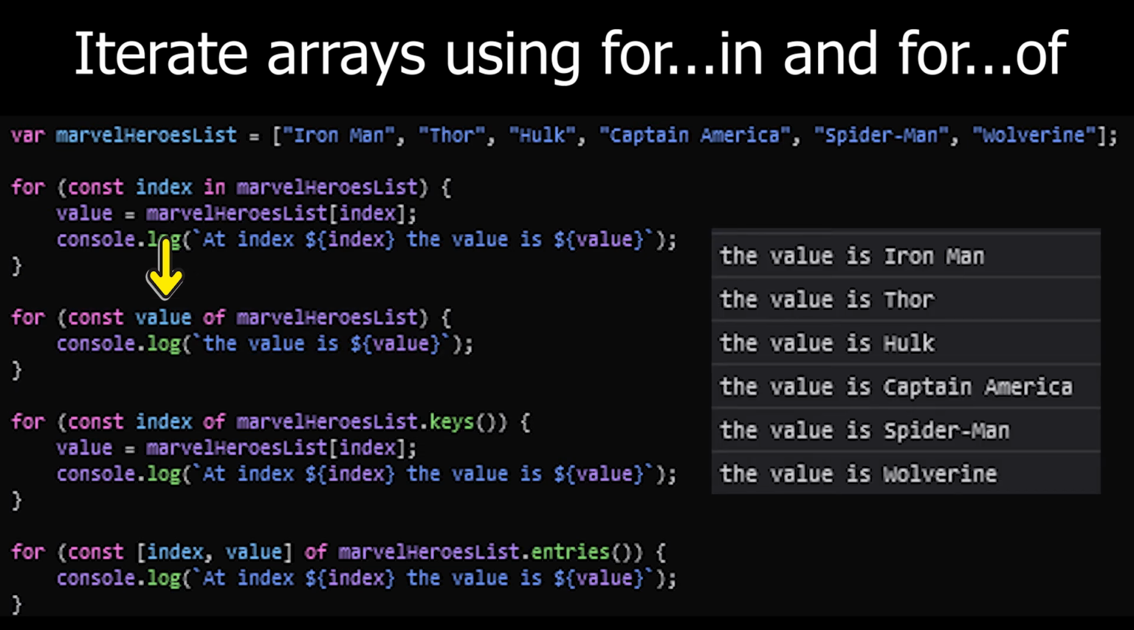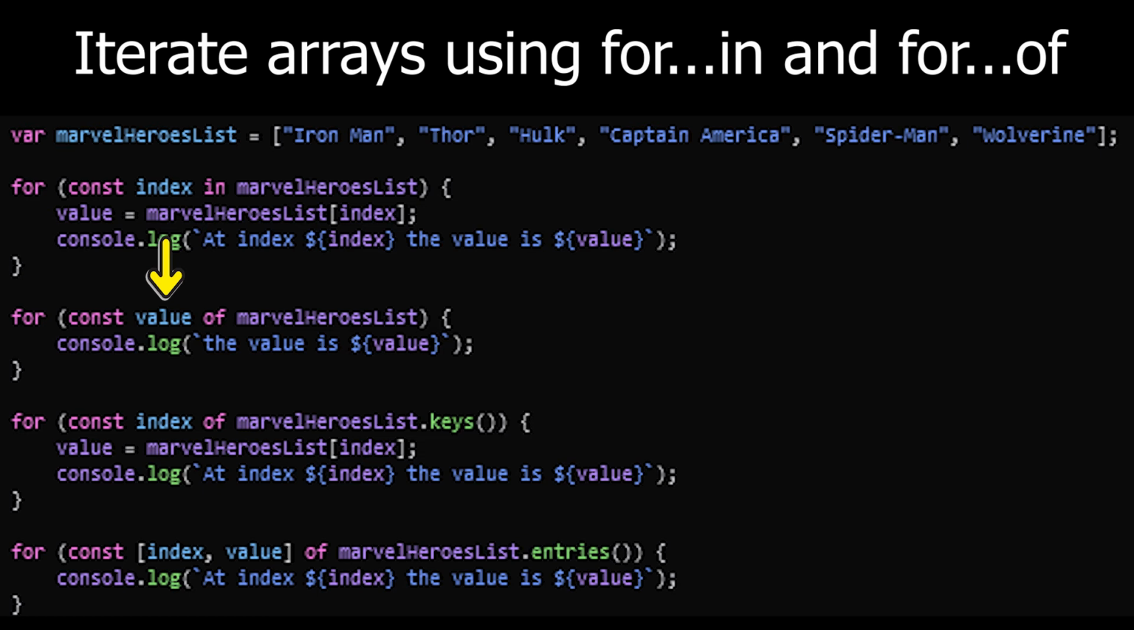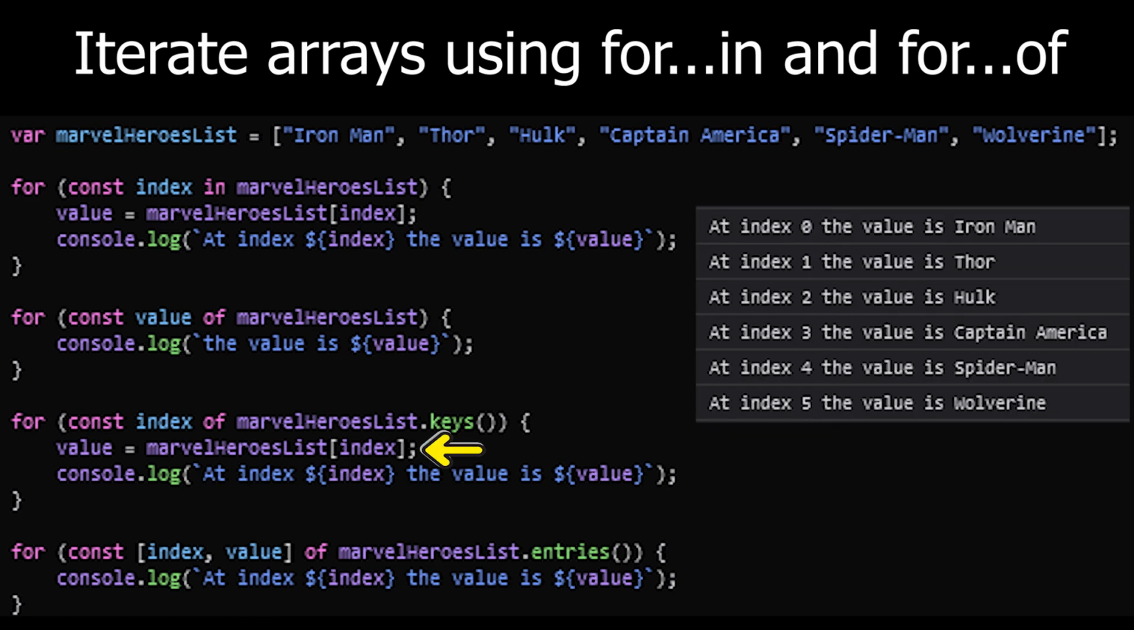However, if you really wanted to get access to the index using forOf, you can simply call the keys method on the Marvel Heroes list array. This gives you access to the index, and then you can get the value again using the index, and what you have is the same output as before. And finally, if you wanted access to the index and value at the same time, you can call the entries method on the array and use destructuring to get access to both.